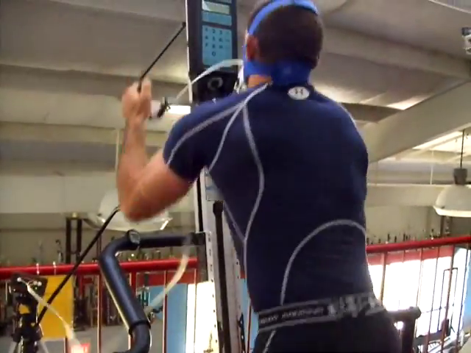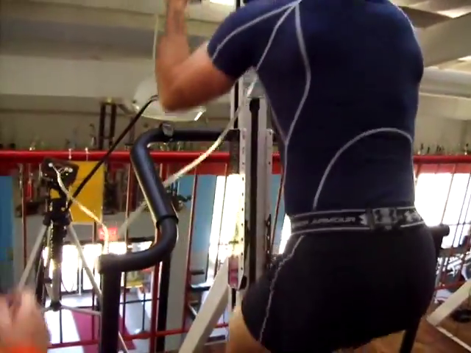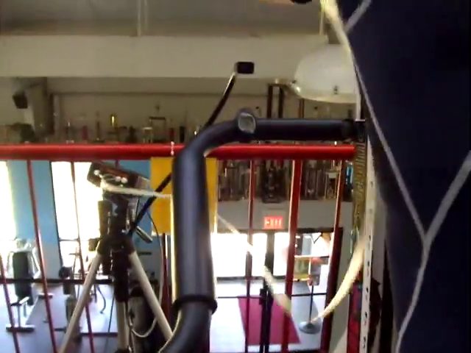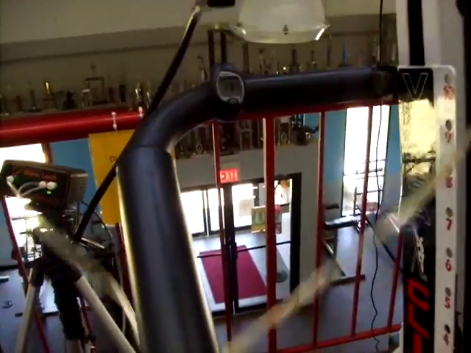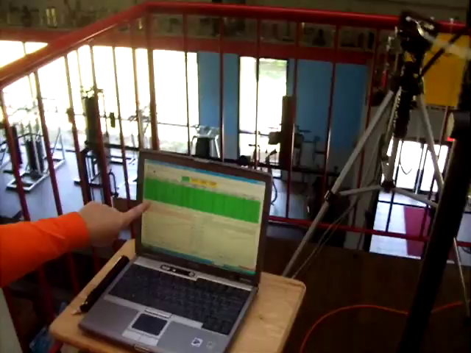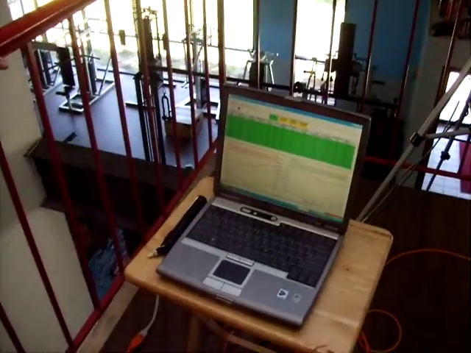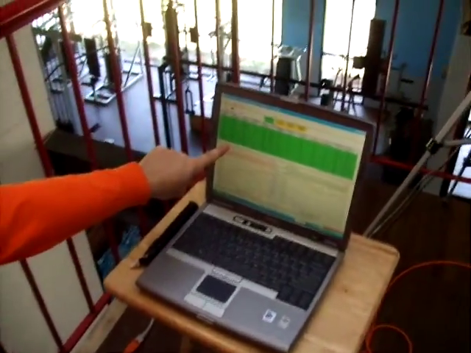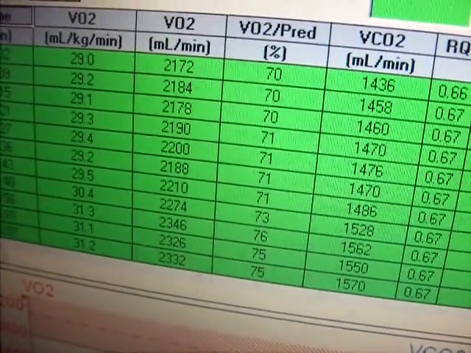Let's start working 120 to 140. Now look how he uses more mass. He's at a heart rate of 160. Look at his heart rate. Right now, he's at 30.4 milliliters. Now he's matching, that's where we were when we were doing the circuit.